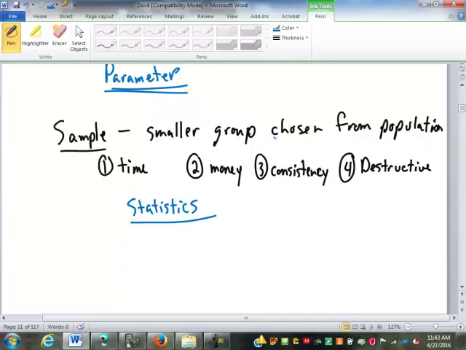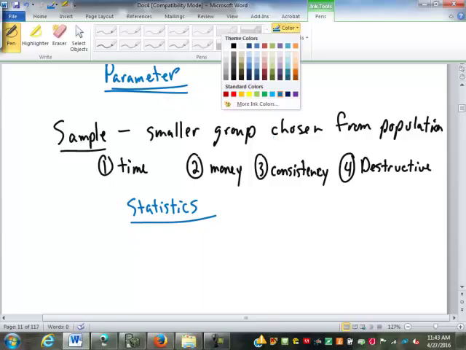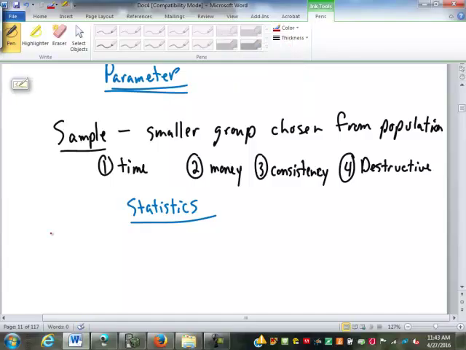So we've discussed why we can't work with the whole population, some of the reasons why at least we have to take a sample. Let's look at sampling more specifically. To be useful, sampling must be what we call a representative sample.